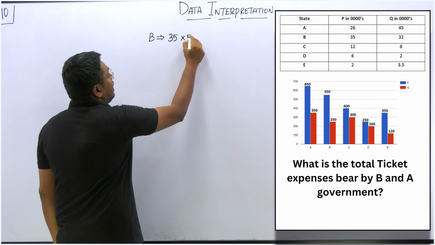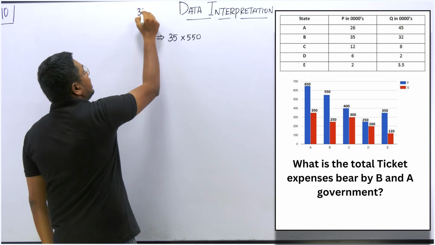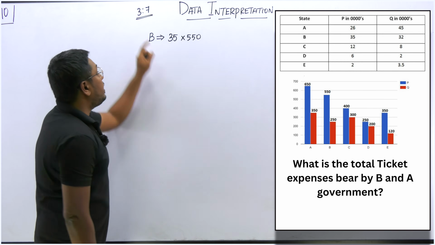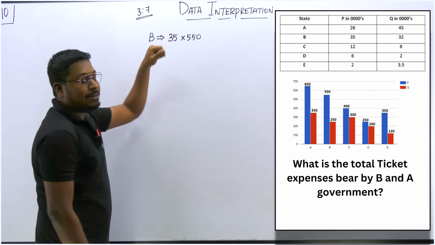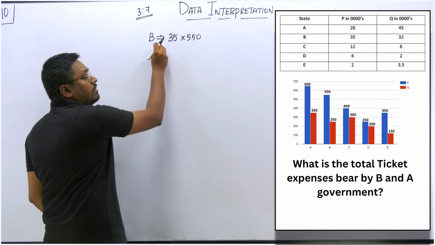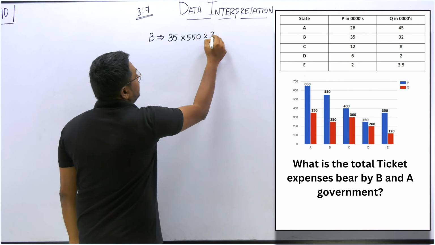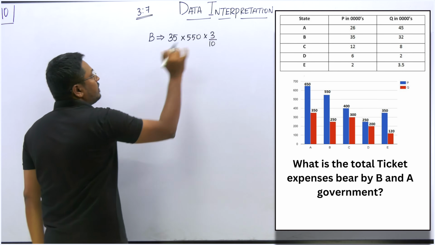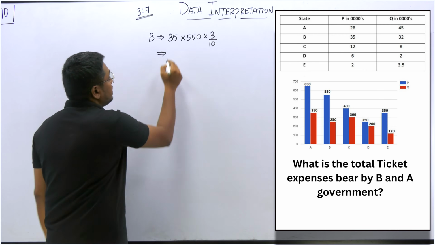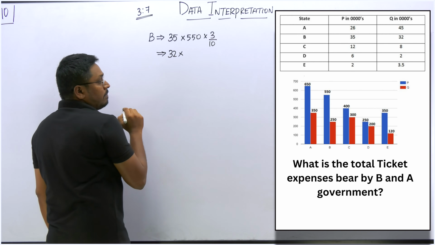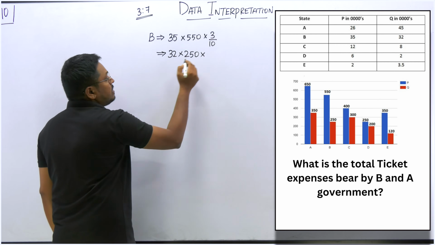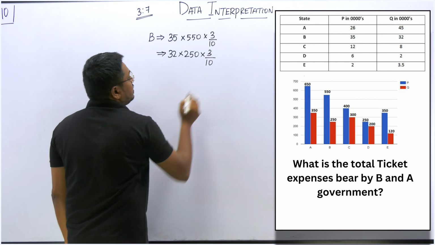550. And we know that 3:7 is the ratio in which they are splitting the train expense. So 3 will be for the state government and 7 will be for the central. Our target is to find the expense taken by the government, which is the 3 ratio, so 3 divided by 10, as the total ratio will be 10. Similarly, the next value is 32. So 32 for B, and how much in the bar chart? So 250 will be the total expense. Similarly for the state government, 3 by 10.